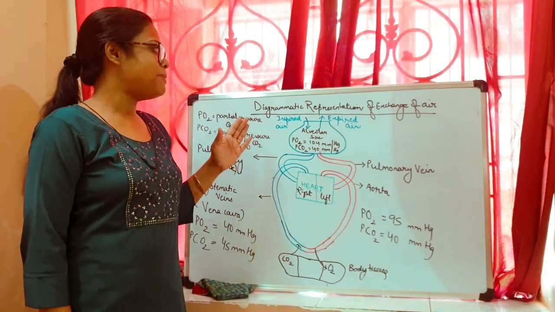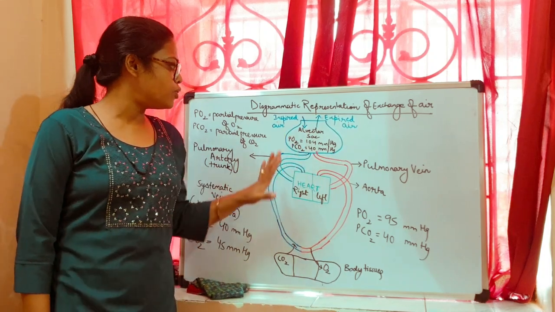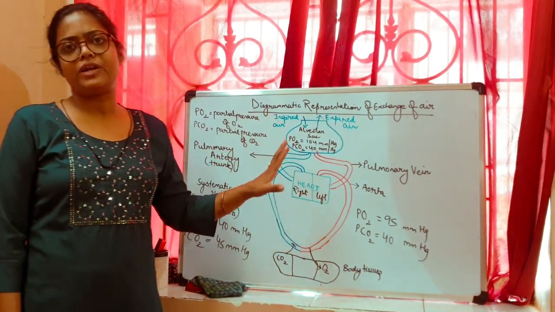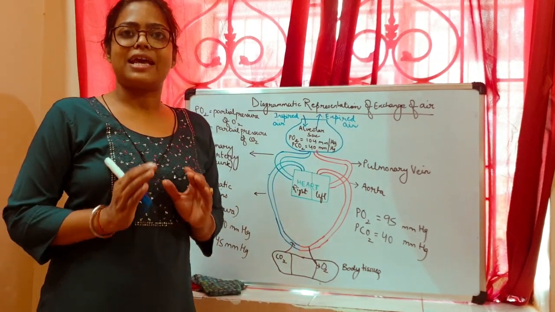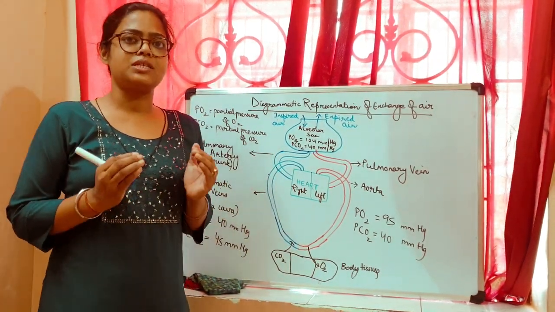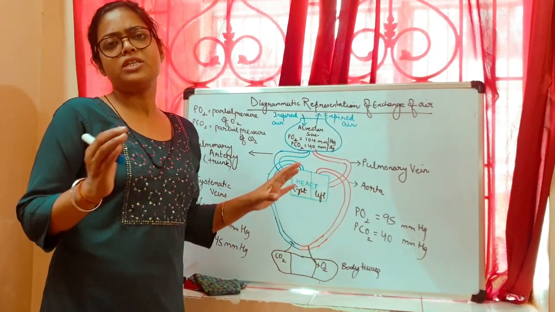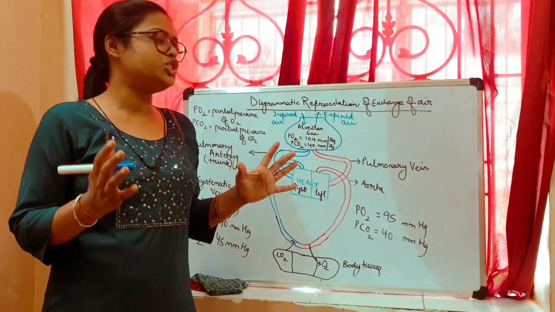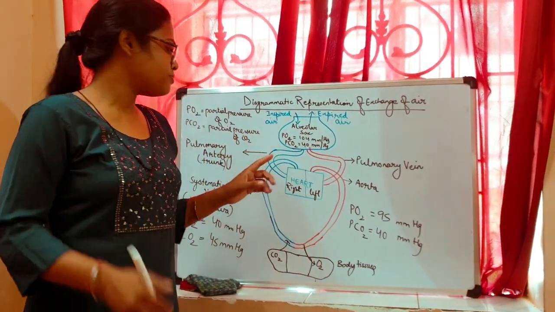This is the diagrammatic representation of exchange of air. Before we go to this diagram, we must know what is the partial pressure. As we know, the exchange of gases takes place by the process of diffusion, and diffusion is mainly based on the pressure gradient or the concentration gradient of the gases.